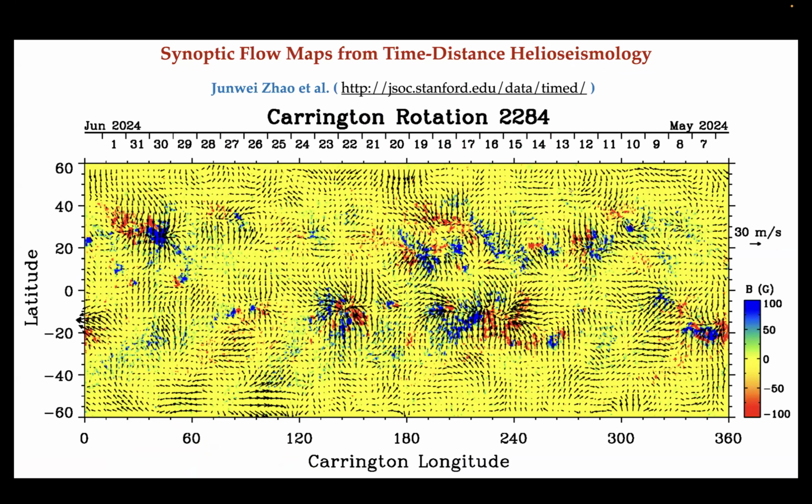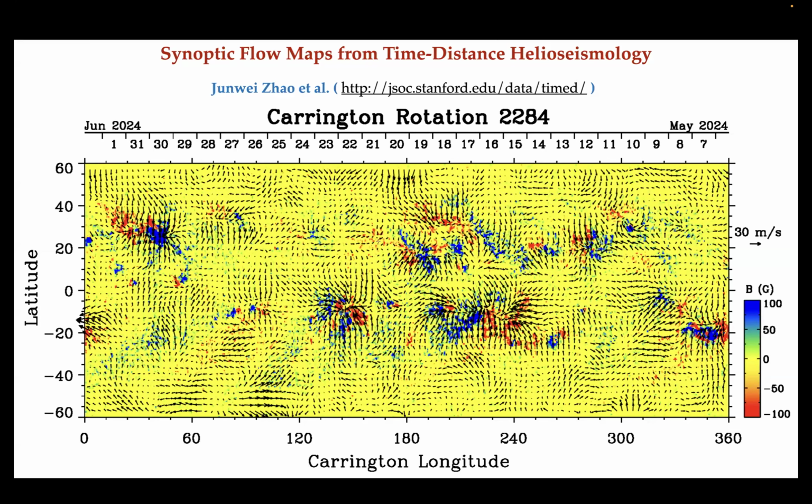Let me start with this figure, which shows the synoptic flow maps from time-distance helioseismology, which is produced regularly by Junwei and is available at this website. What you see here is one Carrington rotation synoptic map. This is just to show you what we are talking about. These are the large-scale flows around active regions. You can see that typically around an active region there are flows extending over 10 to 20 degrees away from the sunspots in longitude or latitude coordinates.